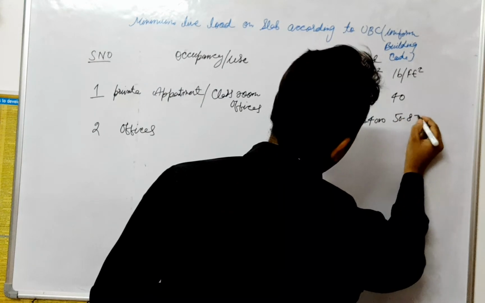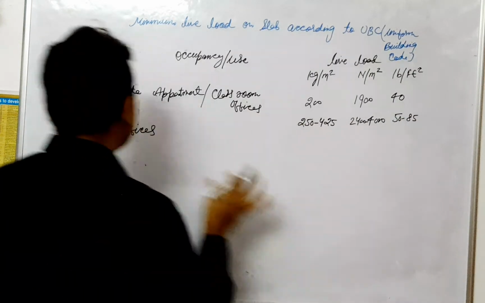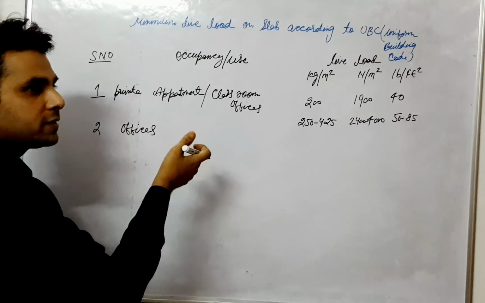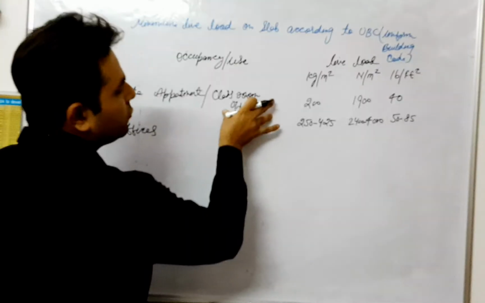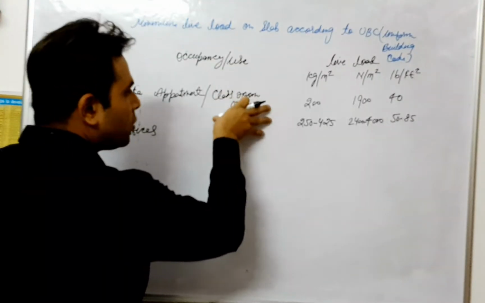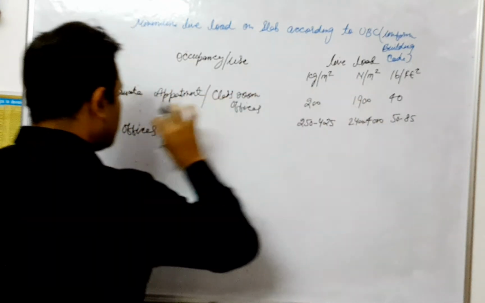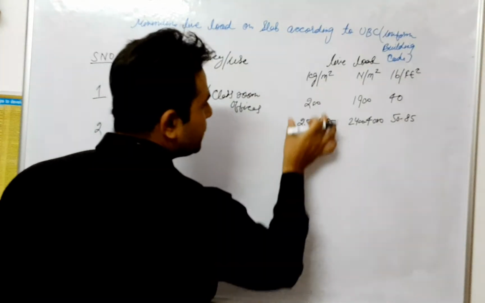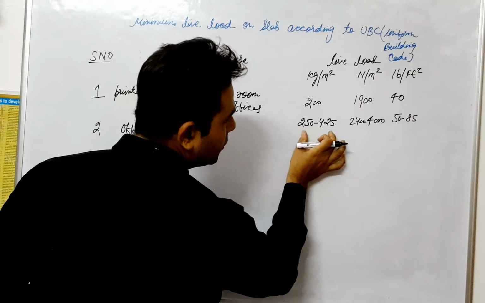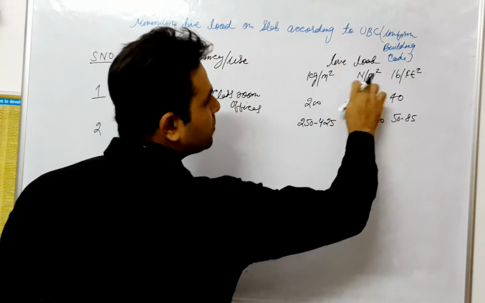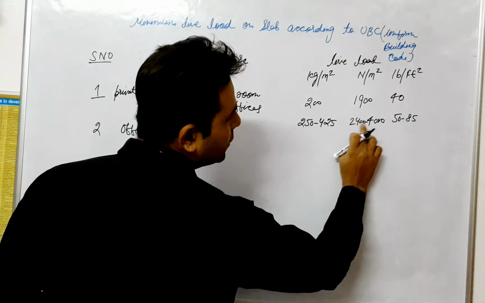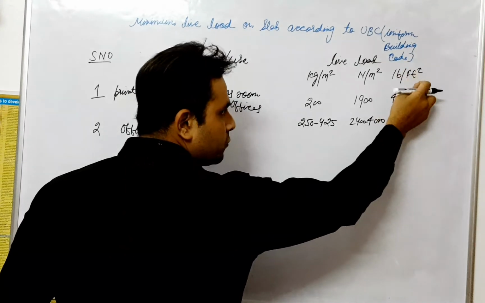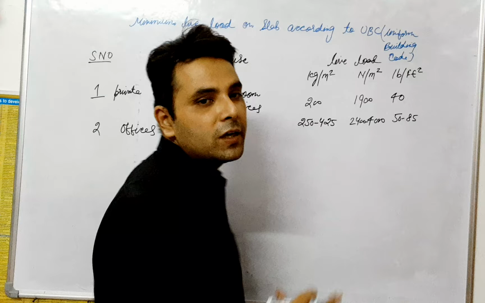50 to 85 means in case you are going to design any offices, like multi-story building offices. Clear? This is like a simple office. In the case of construction of a simple office, you have to take these values, and for big offices, you have to take this value: kilogram per meter square, 250 to 425. If you are going to design in Newton per meter square, you have to take 2400 to 4000, and in pound per square feet, 50 to 85.